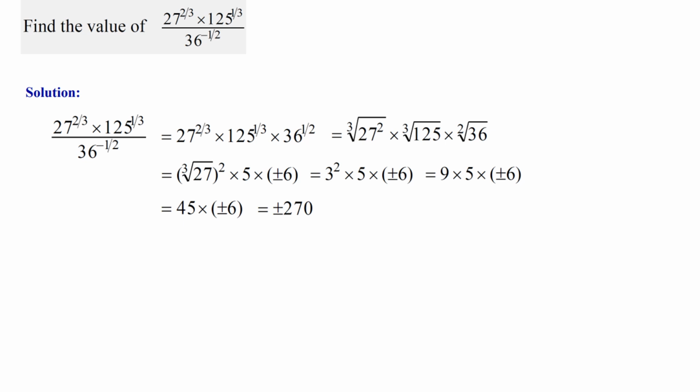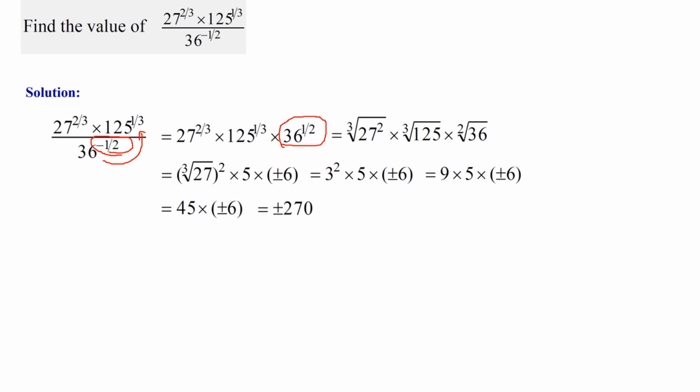Then we have the question with all the functions. So 27 power 2 over 3 times 125 power 1 over 3, the whole term divided by 36 power negative half. So first you need to change this negative exponent. We cannot express it like this. So take the reciprocal, so it becomes 36 to the power half, positive half, in the numerator.